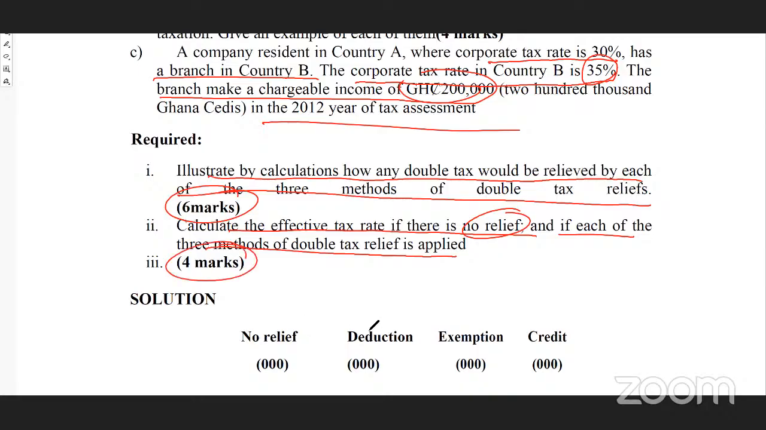So all you are going to do is you do no relief, deduction, exemption, and then credit, right? So you create columns and then you do all of them. So he's resident in country A, that's the resident state, and then he went to country B, right? So it's 200,000. Let's see if we apply either method, how would it look? So it's just like Kofi's case, we can still do no relief. Let's just use Kofi's case, which is better, right? It's the same question anyway.